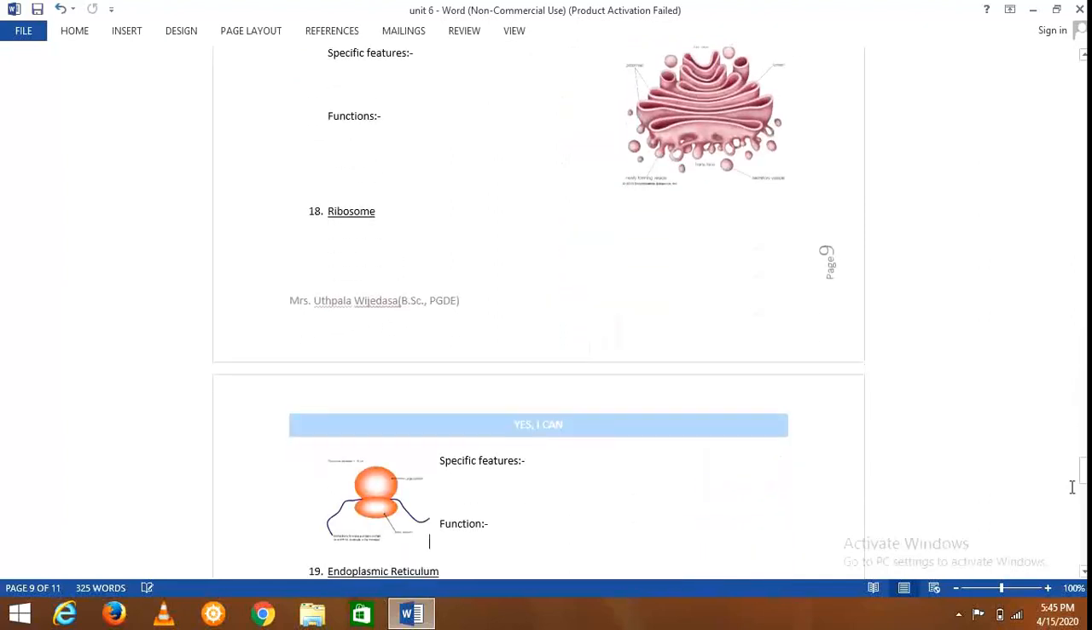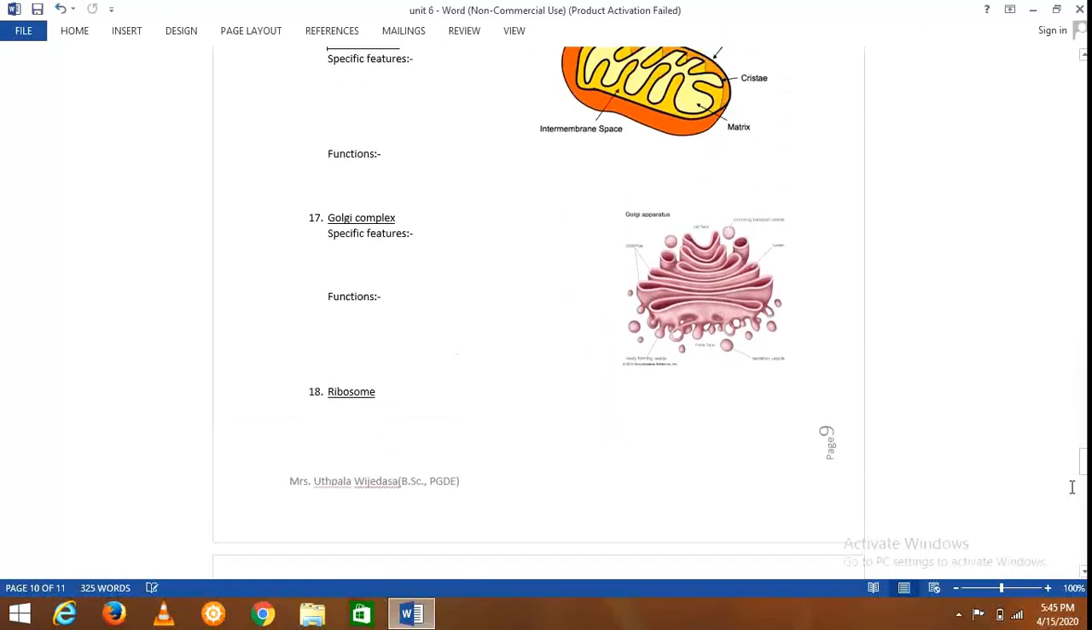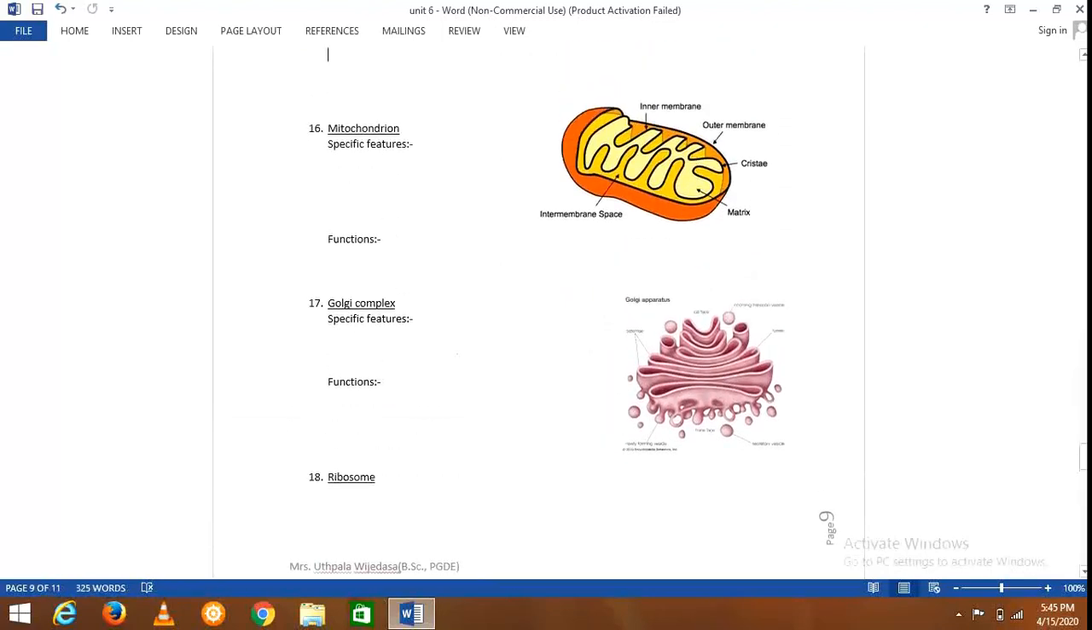Then the mitochondrion. This is known as the powerhouse of a cell because it is responsible for, I am mentioning the function of the mitochondrion, producing energy by means of cellular respiration. The energy produced within the cell is produced by this mitochondrion, and that energy is used for metabolic activities of the cell.